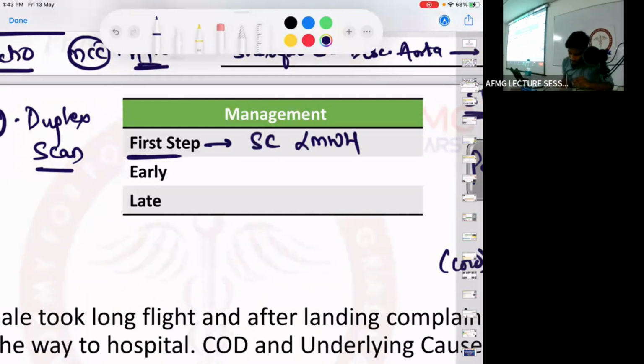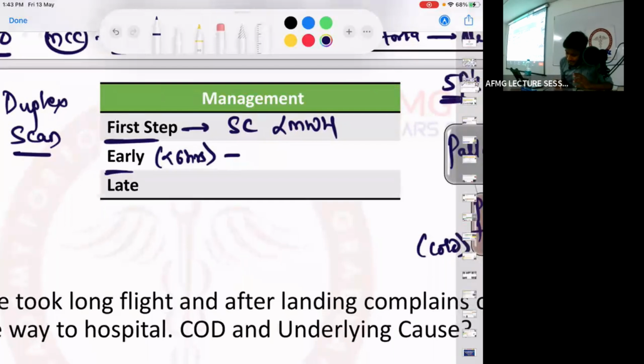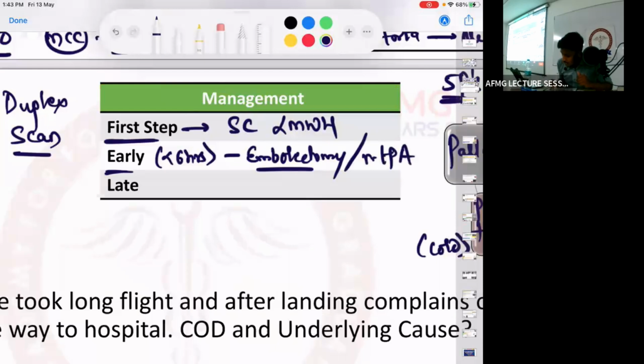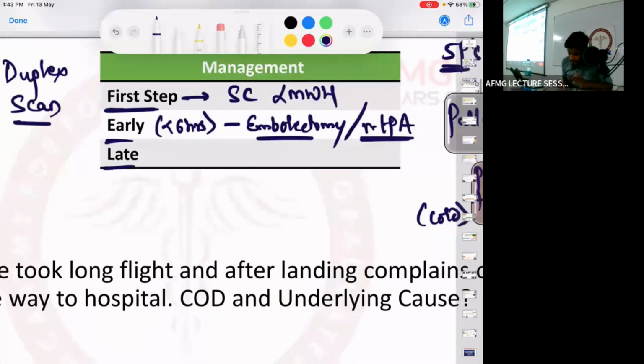No issues with this. If the patient presents to you within 6 hours of the episode, then the treatment would be either embolectomy, which is done with Fogarty's catheter, or we can do thrombolysis. Thrombolysis is done with recombinant tissue plasminogen activator. Here we will use streptokinase or urokinase. Okay, remember this.